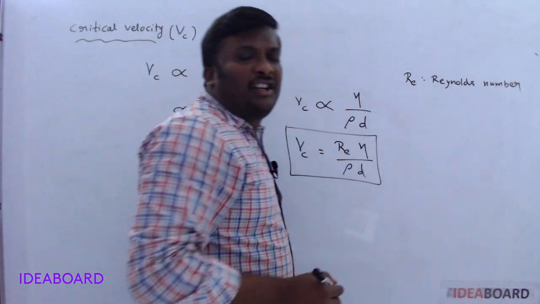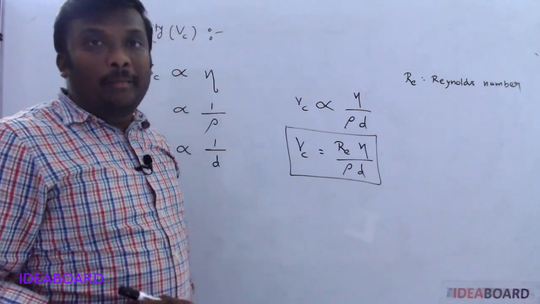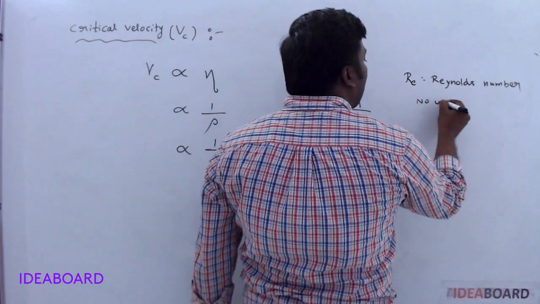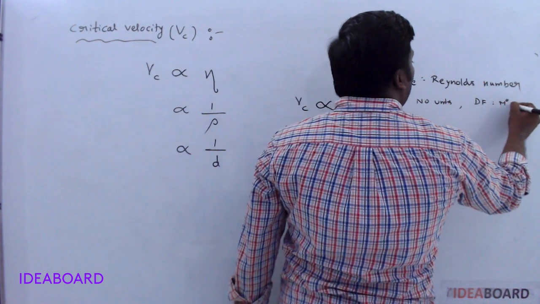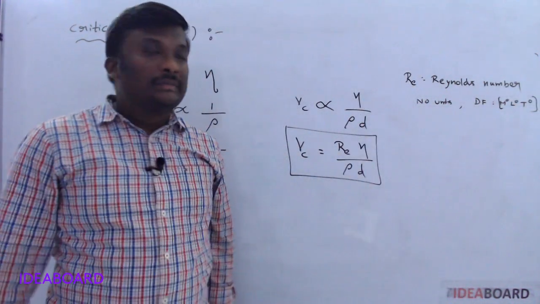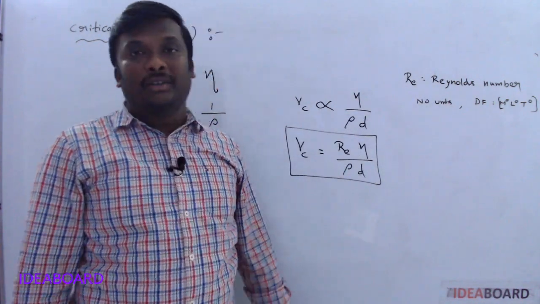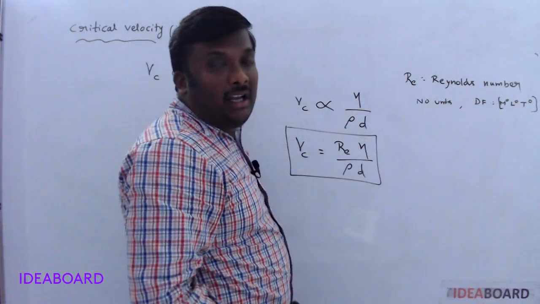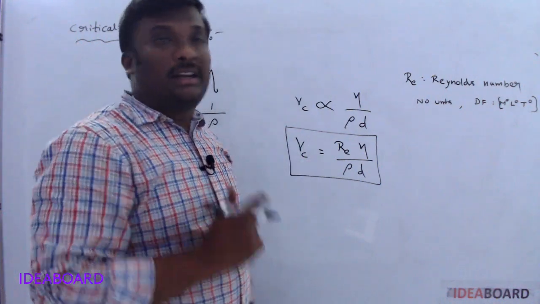In recent NEET examinations they are asking what Re is. Re is the Reynolds number. It is a number, so it has no units, and its dimensional formula is M power 0, L power 0, T power 0, because it does not have any units or dimensions. Now, based on the value of the Reynolds number, we can say whether the flow is streamlined or turbulent.